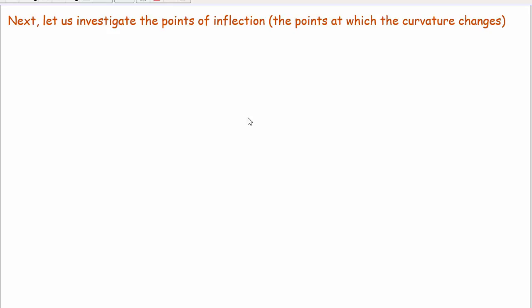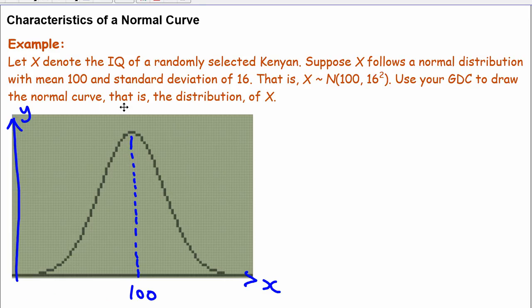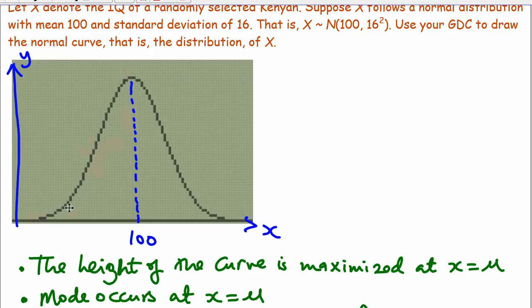I want us to investigate something else. Let us investigate the points of inflection. This will give you a little bit of a review of calculus. So points of inflection of this curve. And we know that points of inflection are the points where the curvature changes. So basically, back to our function, what I mean here is the curvature changes somewhere around here and somewhere around here.